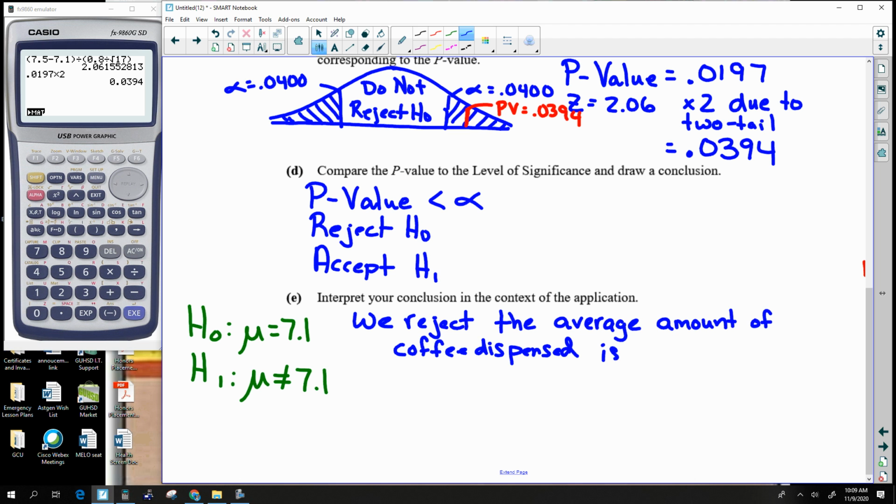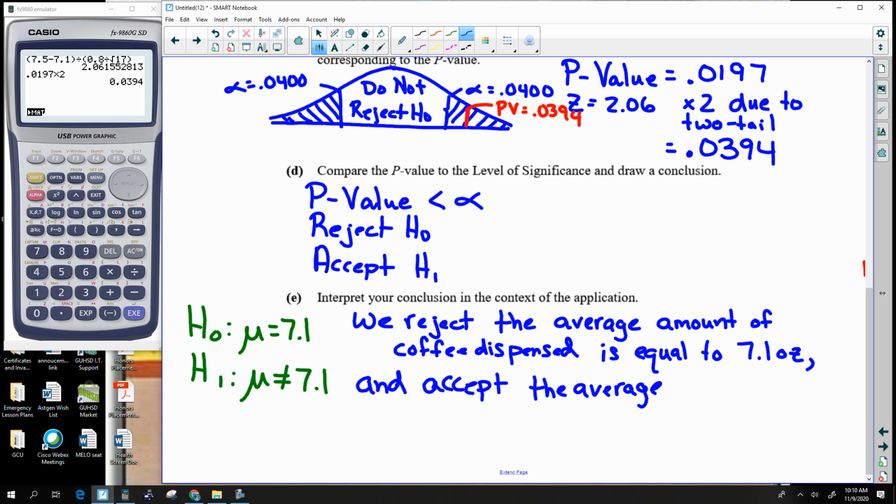Is equal to 7.1 ounces. So we reject H0 and accept H1. First symbol is the average. Second symbol is not equal to. Third symbol is 7.1. That's in ounces. So we reject the average amount of coffee dispensed is equal to 7.1 ounces and accept the average is not equal to 7.1 ounces.